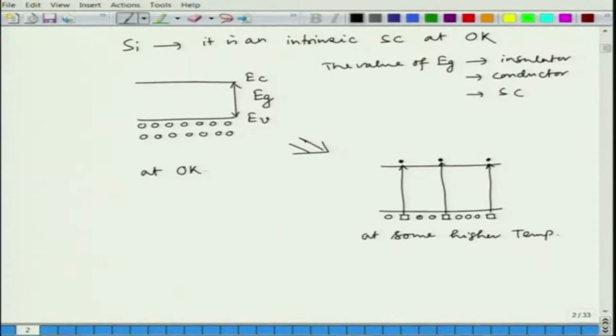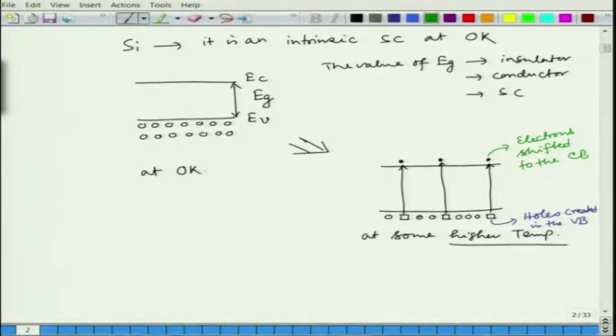So, this is at some higher temperature. What are these? These are the holes created in the valence band. VB will stand for valence band, and these are the electrons shifted to the conduction band. When the electrons are in the conduction band, they will be able to act as charge carriers, they will be able to move around.